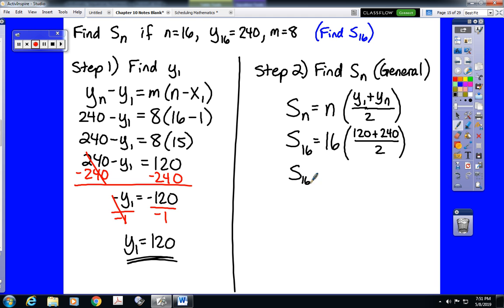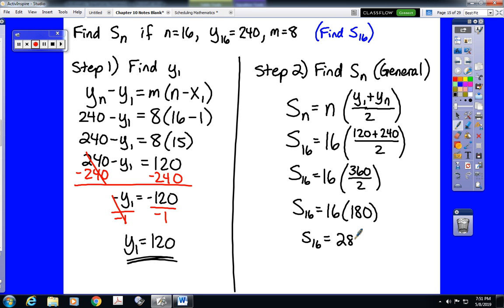Again, from there, it's all calculator work. We're just plugging and chugging. So that'd be 360 divided by 2, or 16 times 180. Feed the calculator. That is 2,880.